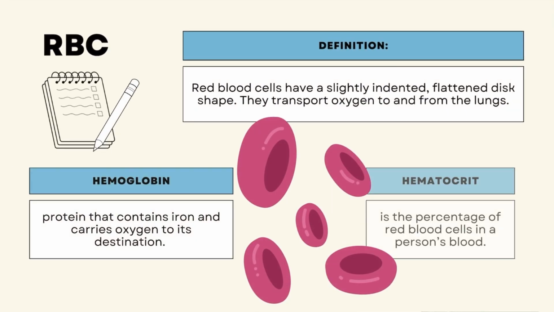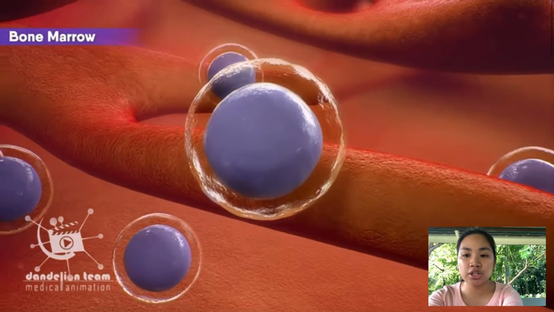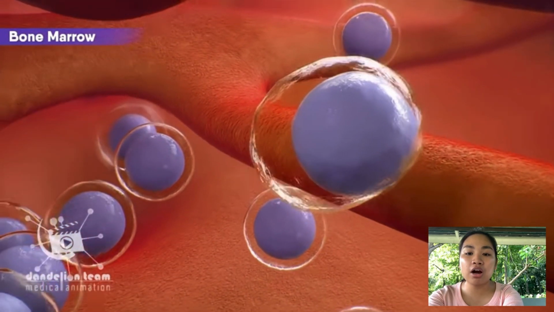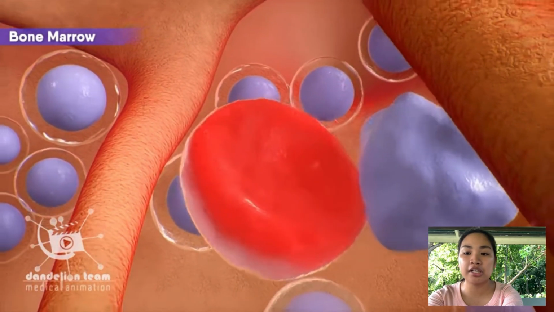Let us now move on to the RBC. Red blood cells have a slightly indented, flattened disc shape. They transport oxygen to and from the lungs. Hemoglobin is a protein that contains iron and carries oxygen to its destination. The lifespan of your RBC is 4 months, and the body replaces them regularly.